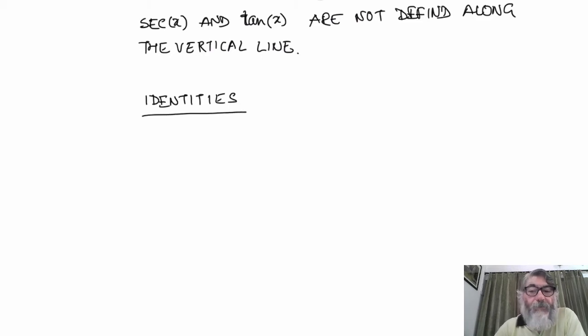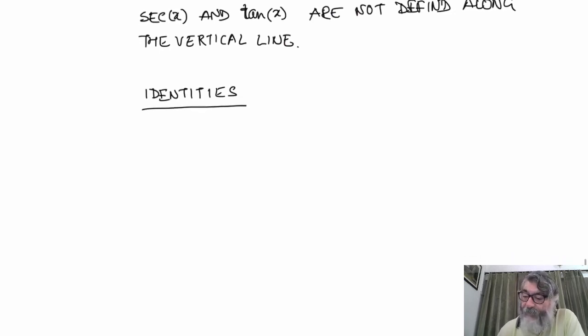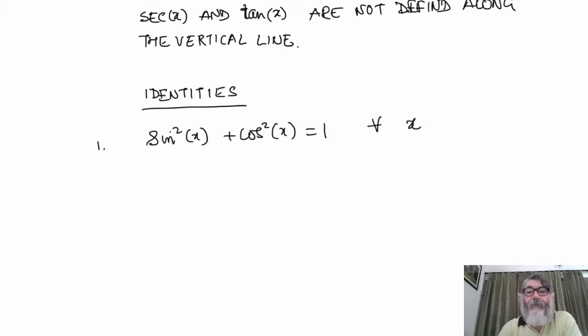Identities. Let us talk of what is an identity, which is always true for all values. For example, if I write sin square x plus cos square x is equal to 1, then I'll write for all values of x. It is true for all values of x because sin and cos are always defined, whatever the value of x may be.